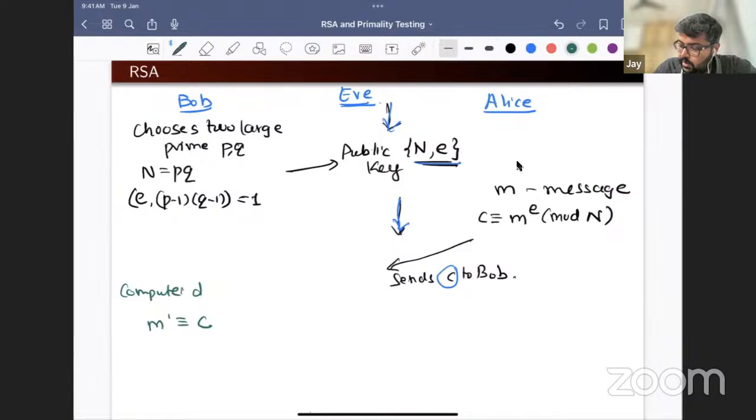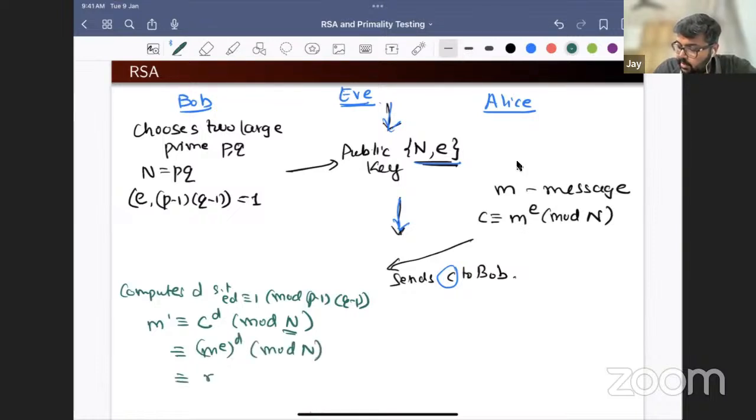Bob computes d such that ed is congruent to 1 modulo (p minus 1)(q minus 1). So he computes the inverse first and then takes c power d modulo n. n is nothing but pq, same as what we had seen previously. So c is m power e, and c power d is m power ed mod n, and m power ed is nothing but m. So this is how Bob gets the message m.